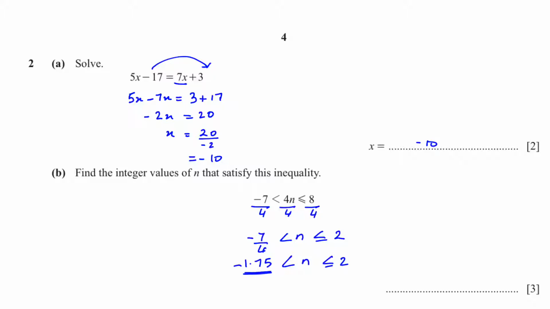So what is the number after negative 1.75? We can get negative 1, 0, 1, and we can also take 2. The reason we can take 2 is it's less than or equal to. If the equal to sign was not there, we cannot take that 2.